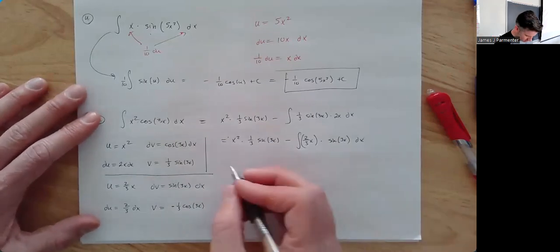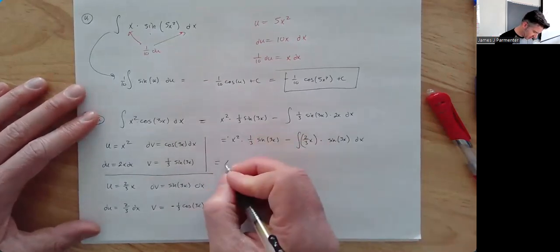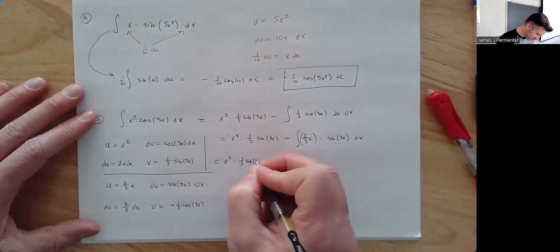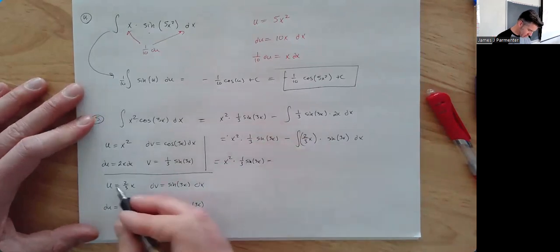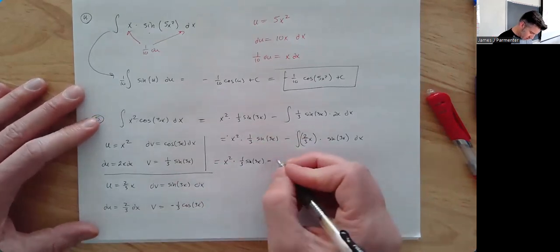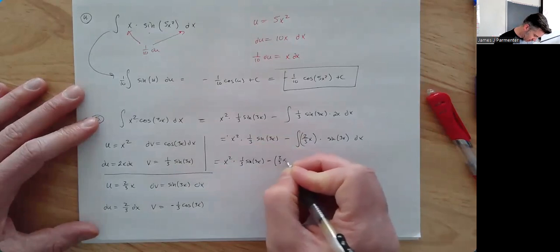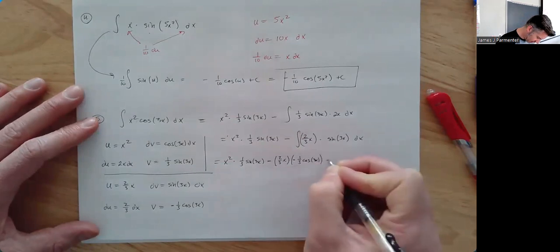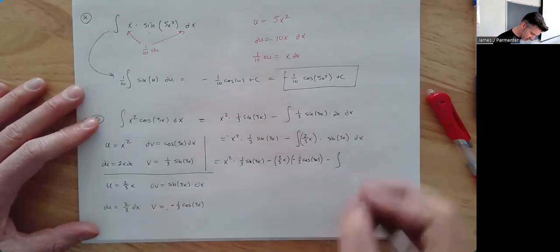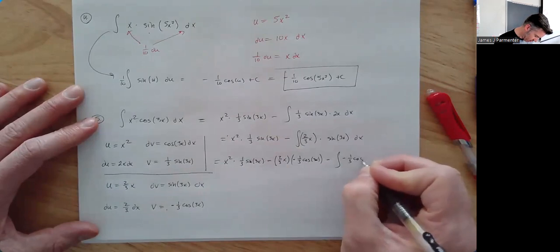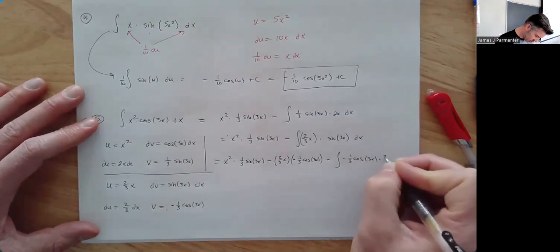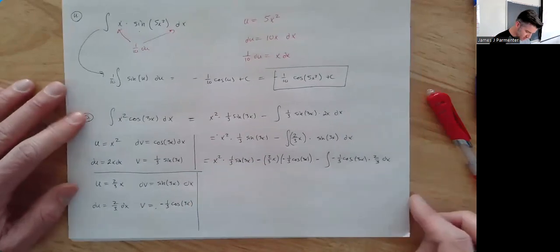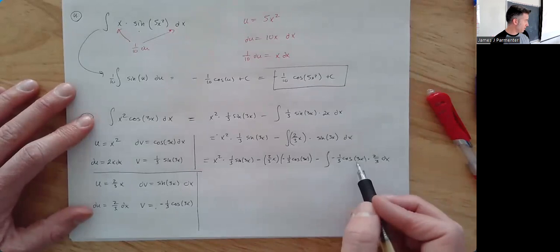So then we do it again. We get the whole thing. It gets to be kind of lengthy writing this all out. X squared times 1/3 sine of 3x minus u times v, which is 2/3 x times negative 1/3 cosine of 3x, minus the integral of v du, which is negative 1/3 cosine of 3x times 2/3 dx. And now we're almost done. We can totally integrate this constant times cosine of 3x.